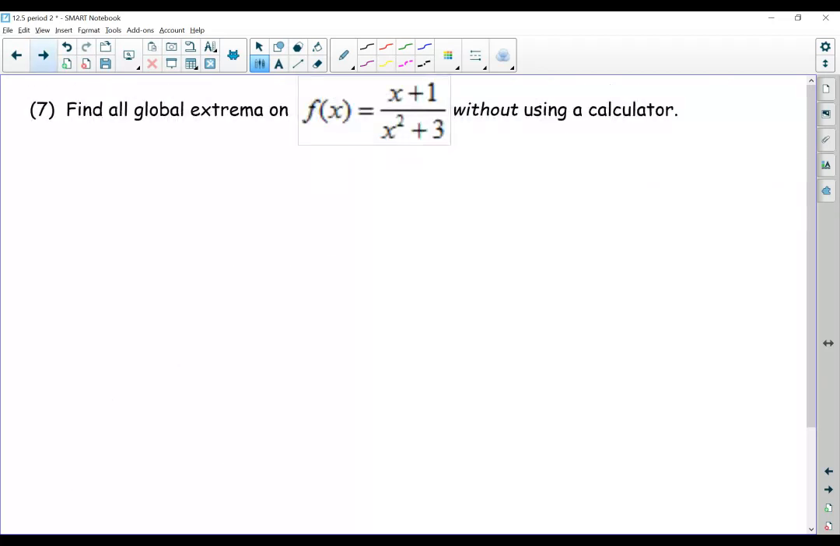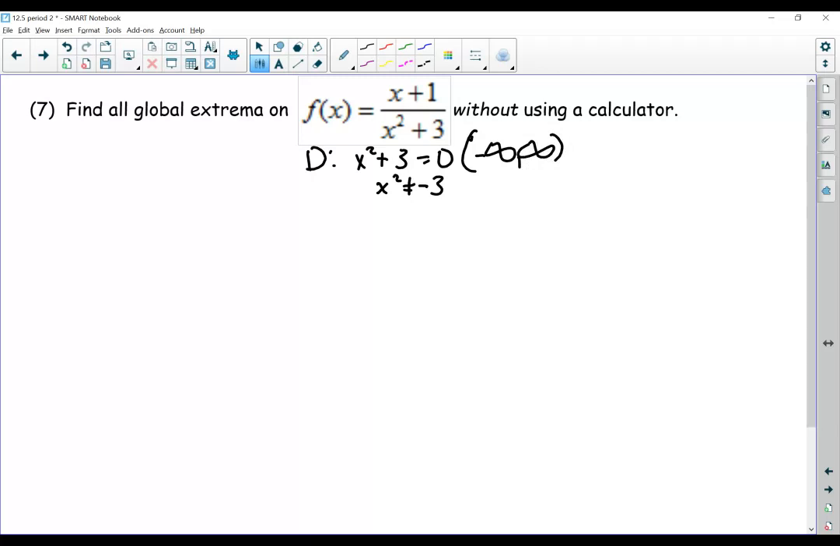Find all global extrema of f of x without using a calculator. So for this one, what I want to do first is figure out what my domain is. Now, if I set this bottom equal to 0 to find the domain, I get x squared equals -3, which can't be true. So the domain here is all real numbers. Okay, so I know that.